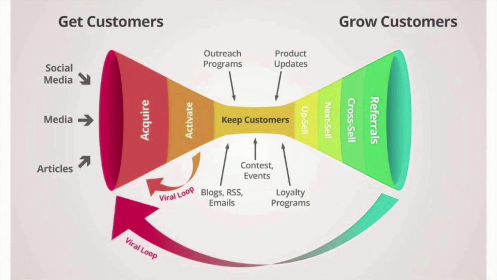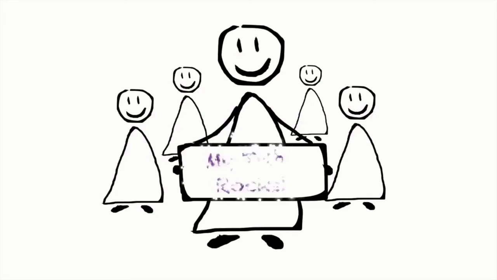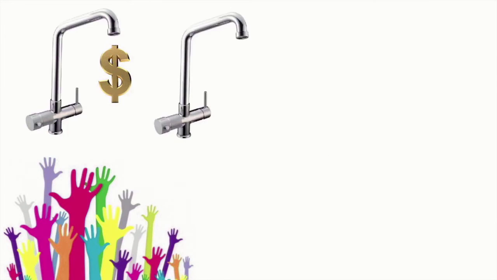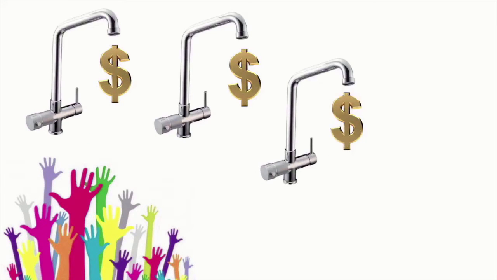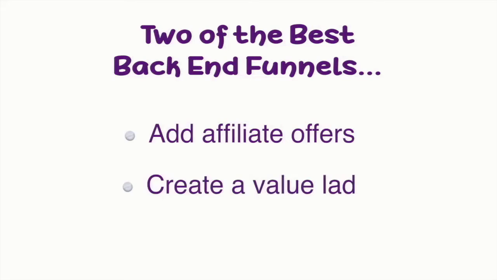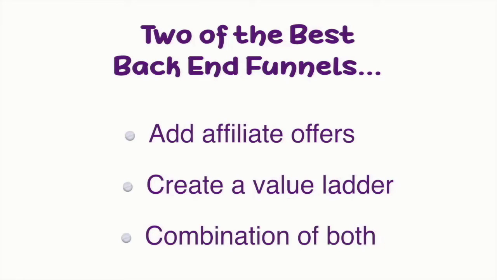And in this training today, we want to show you the difference you can make to your income by focusing on the full experience of truly being of service to your tribe. To know what it takes to build your distribution channel of fans and followers so that you can perpetually scale and grow what will become multiple income streams. And two of the best back-end funnel additions are affiliate offers and value ladders, or a combination of both. And both can increase your income exponentially.